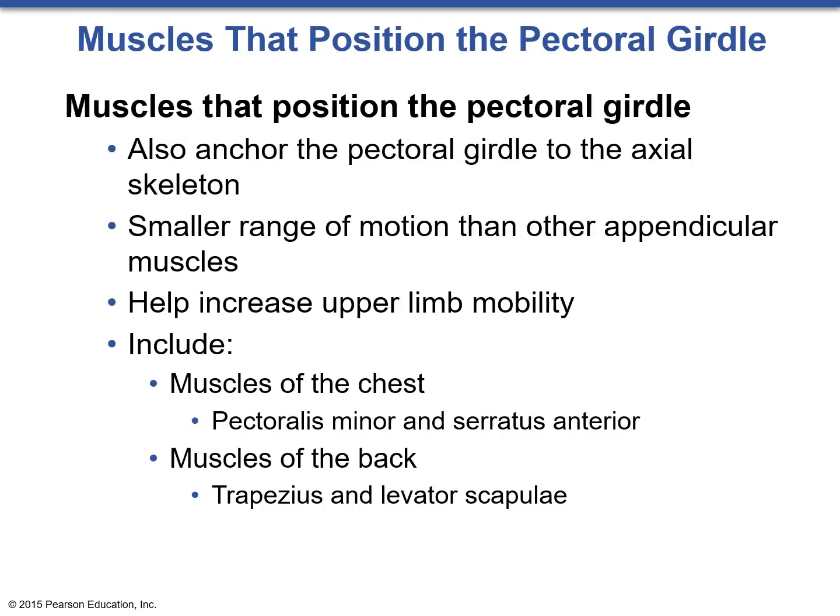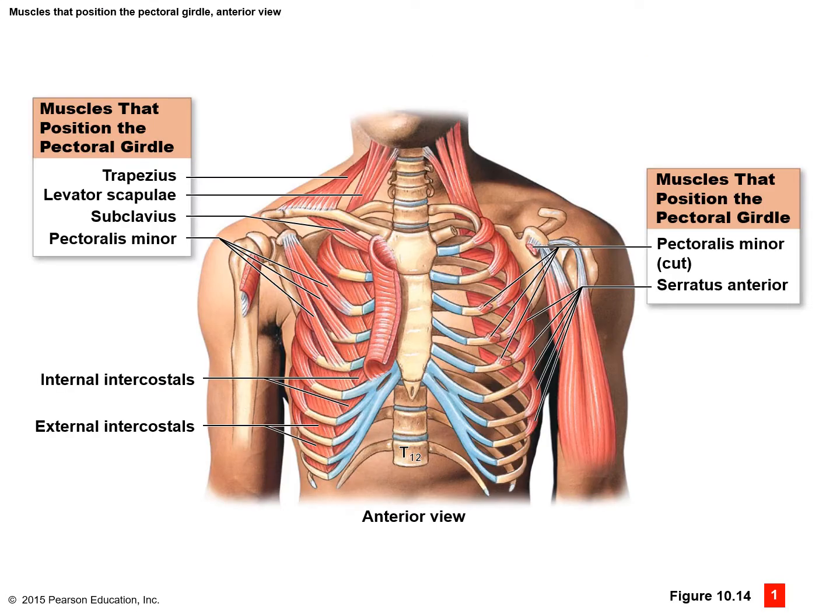Now we're going to look in depth a little bit more at some of the individual muscles of the pectoral girdle. Remember that these are going to be slightly smaller muscles that are designed to help increase upper limb mobility. Now there are the muscles of the chest, like the pectoralis minor and serratus anterior, and the muscles of the back, like the trapezius and the levator scapulae. Here we can see a few muscles that actually position the pectoral girdle.